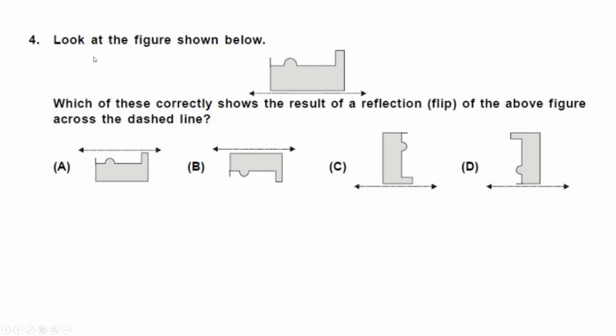This says, look at the figure shown below. Here is your figure. Which of these correctly shows the result of a reflection flip of the above figure across the dashed line? So this is the dashed line. Here I will bring the figure for you to find the right answer.